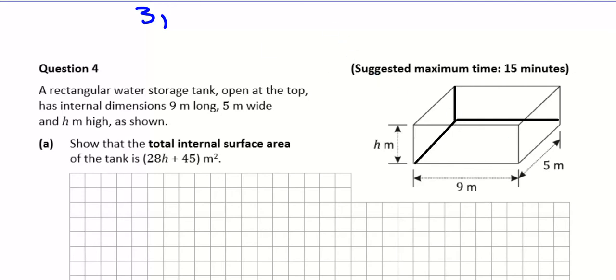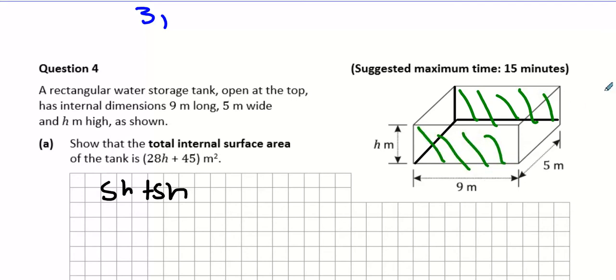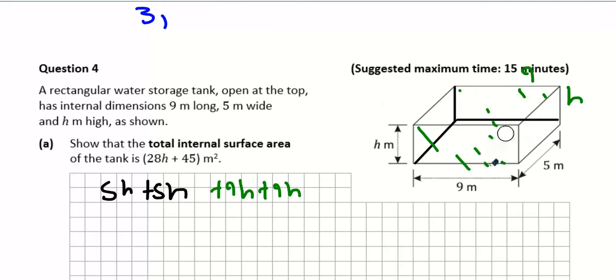Okay, so let's do the two side ones, which are h multiplied by 5. So you have a 5h on the left plus a 5h on the right, and they're the two side ones. Now we're going to do the front and the back, which will be the green rectangles. This green rectangle is the same as the green rectangle at the front, and that's going to be 9 across, h up, so it's two 9h's. And then the bottom rectangle is just going to be 45. There's only one base rectangle, and it's 45.